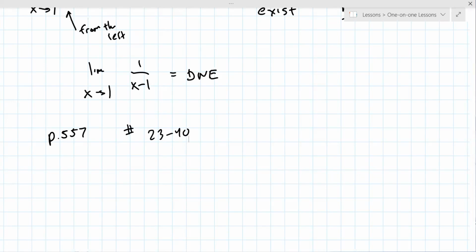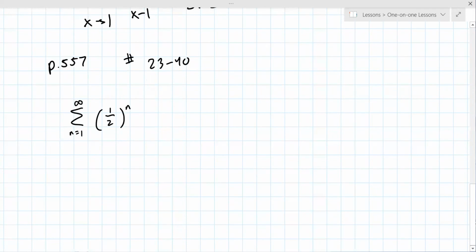Okay, so let's do... it's not really a starter problem here. Let me make a starter problem, and then we'll do a real one. So the sum from n equals 1 to infinity of 1/2 to the power of n. This is our starter problem.